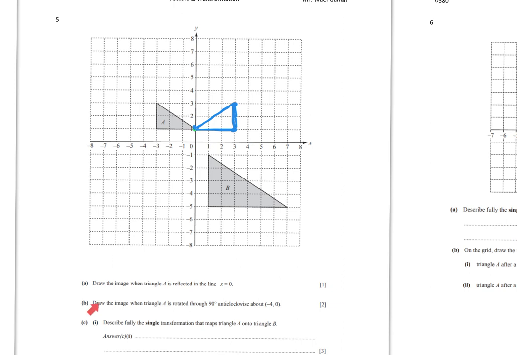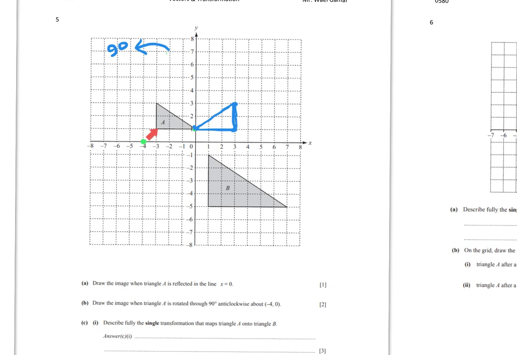Draw the image when triangle A is rotated through 90 degrees anti-clockwise about -4, 0. Where is the center? -4, 0. So this is -4, 0. This is our point. This is the center. Now we need to rotate 90 anti-clockwise, in this direction. Now we can use tracing paper. We have the center, we have 90 anti-clockwise. We can use tracing paper, or do it without tracing paper.